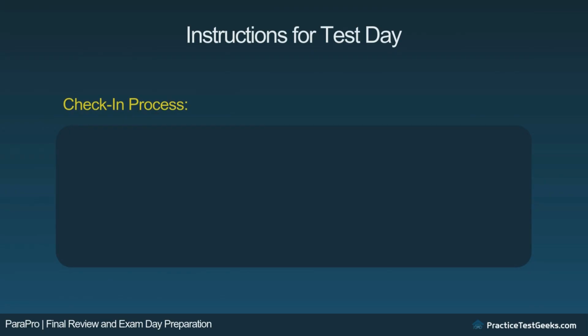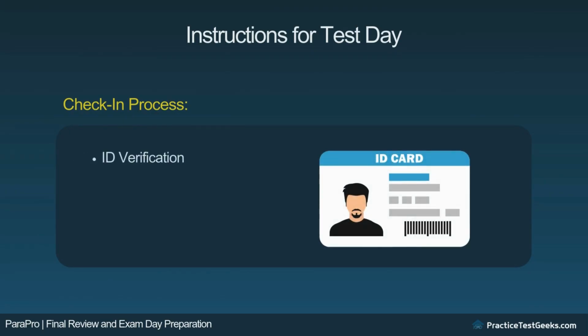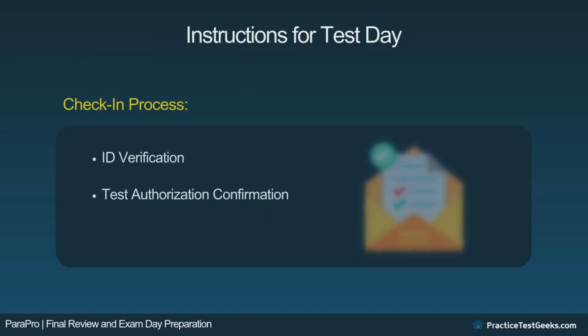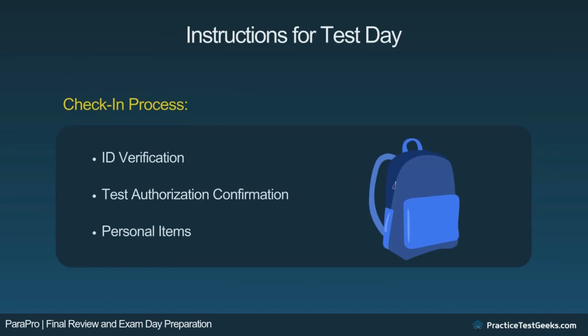Check-in process. ID verification. Upon arrival, you will be asked to provide your valid photo ID for verification. Test authorization confirmation. You may be required to show your ParaPro confirmation letter or email. Personal items. You will be asked to store personal items, such as bags, cell phones, or coats, in a designated area. Ensure you only bring the necessary items for the exam.